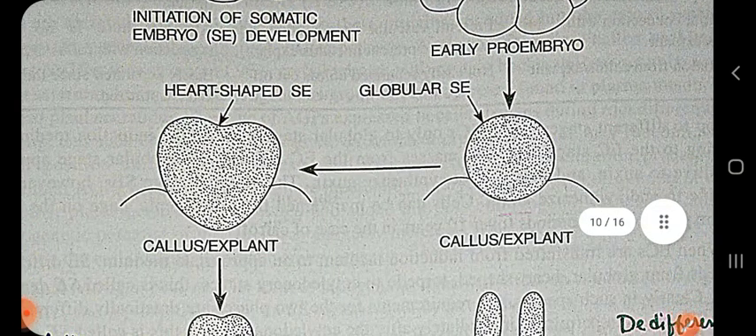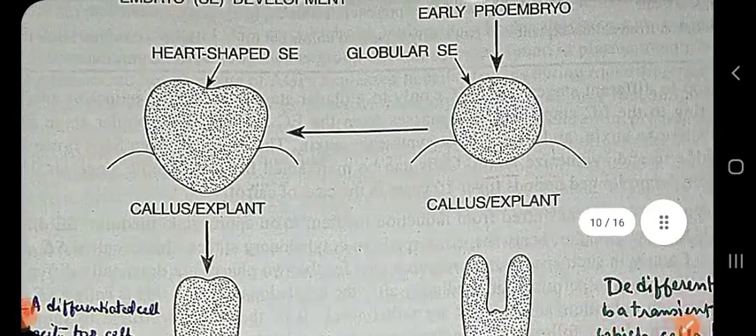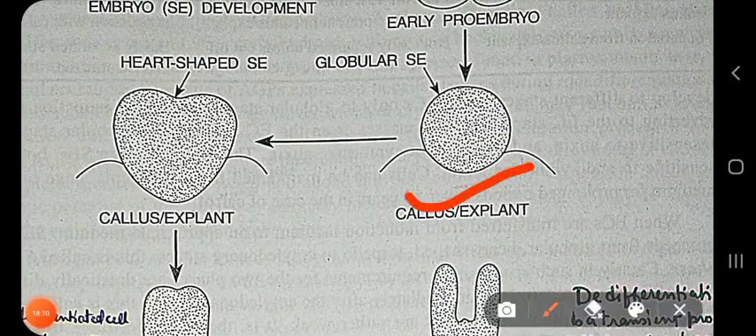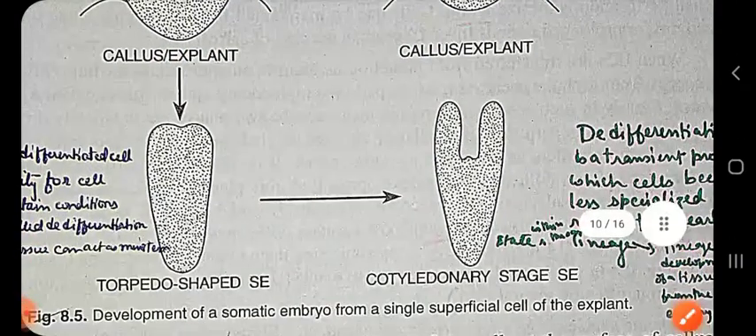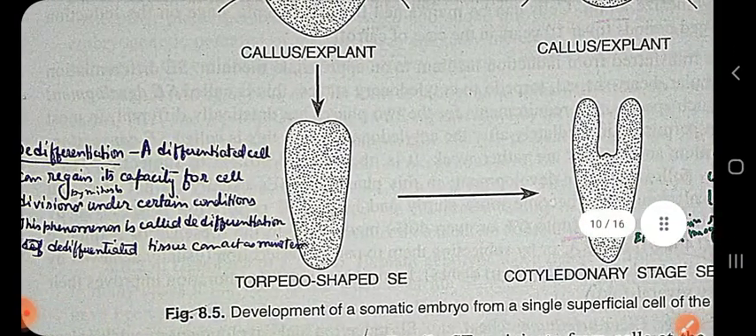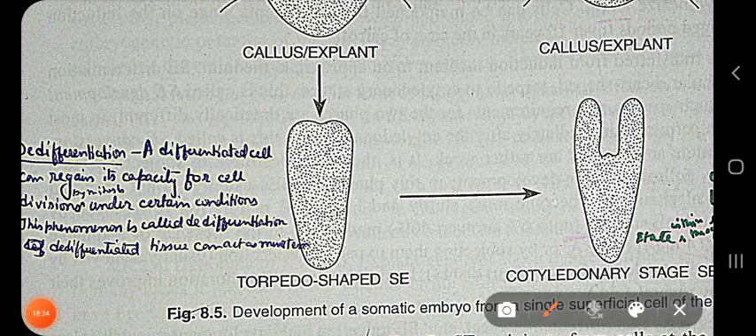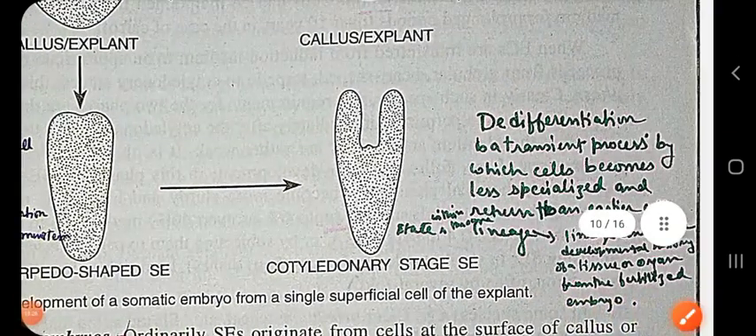And this group of cells, which forms a cuticle, gives rise to different shapes. As you can see, the first shape is the globular shape. Then the cell mass becomes heart shaped, and then subsequently torpedo shaped, and finally you can see the cotyledonary stage.